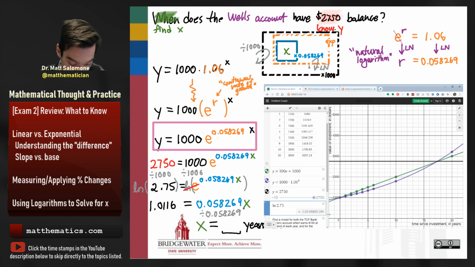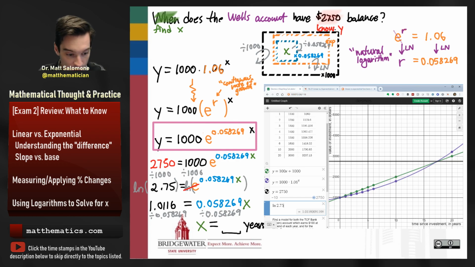On the right side, which gets rid of that coefficient, and on the left side, 0.058269. And that division undoes my last layer of wrapping paper. And it's going to leave me with just the x, which is, after all, what we wanted when we were beginning with the end in mind.